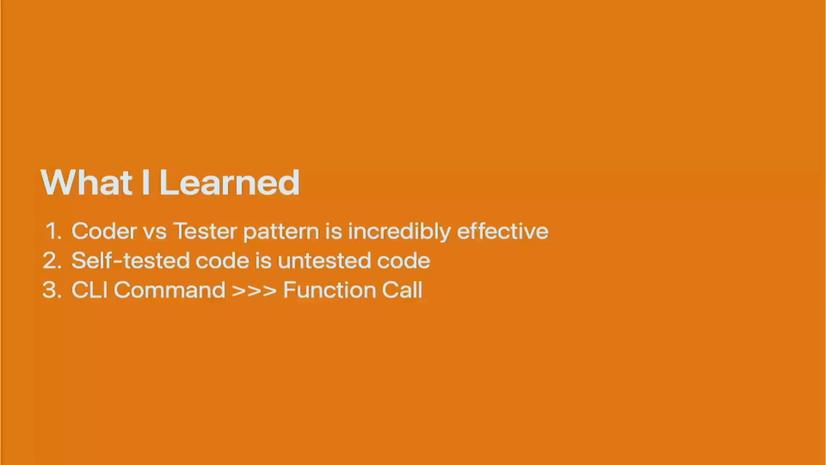Great. So a couple of things I've learned. The coder versus tester pattern is incredibly effective. It usually produces code that you can use directly or need to modify only a little bit and it's usable. The other learning is that self-tested code is untested code. If you ask the same agent who wrote the code to test the code, it's just not going to work. The third learning is that CLI commands are way better than function calls, and I don't know why. The agent just uses them better.